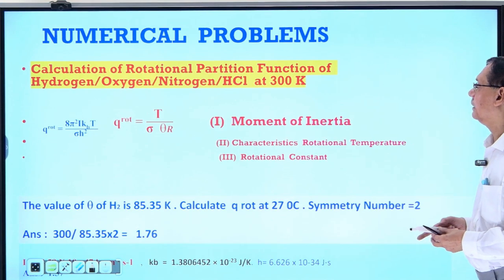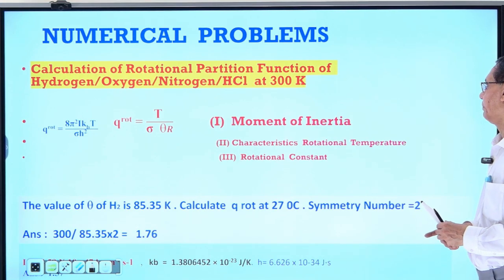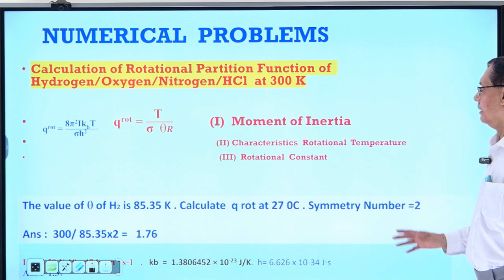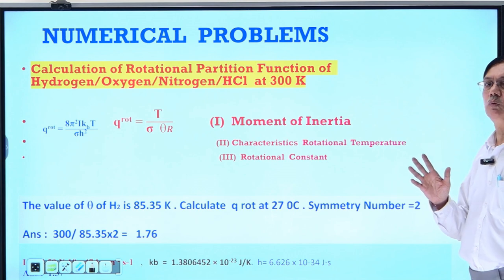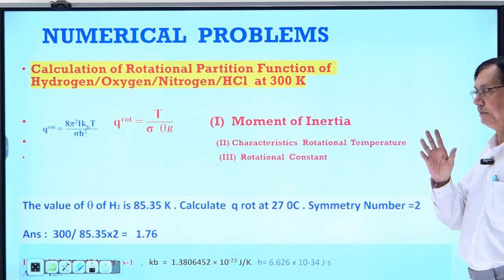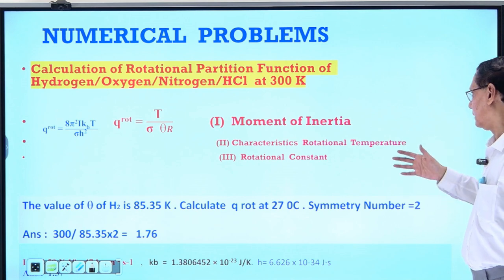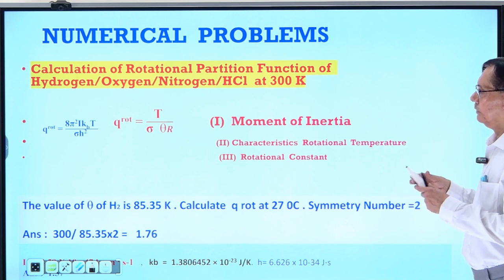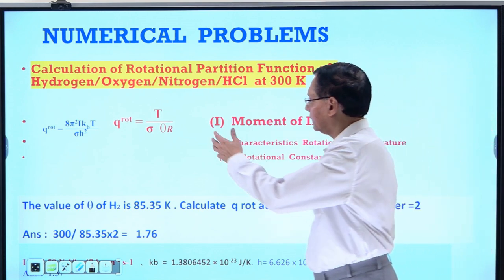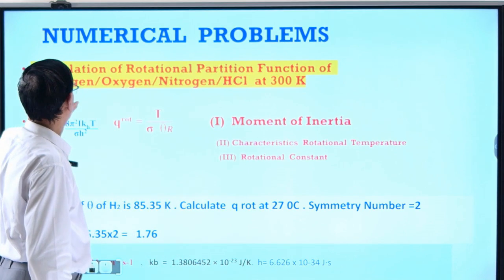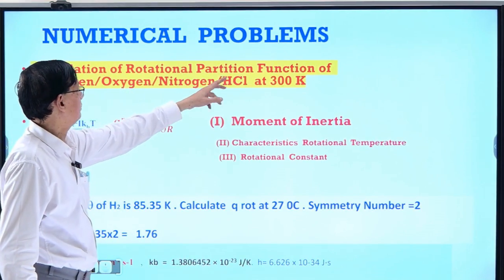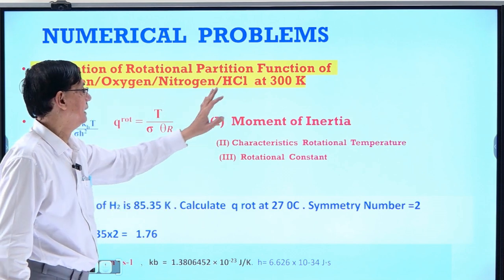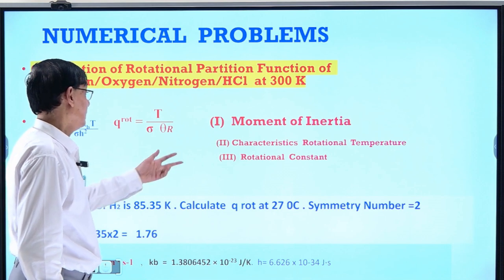Now the concluding part. Today I have discussed the rotational partition function, and as I have already told you, three factors are very important. One is the moment of inertia, second is the characteristic rotational temperature, and third is the rotational constant, and of course their symmetry number. So I am giving one example. Suppose in your examination, you are asked to calculate the rotational partition function of hydrogen, oxygen, nitrogen or carbon monoxide at 300 K. So there are three possibilities.